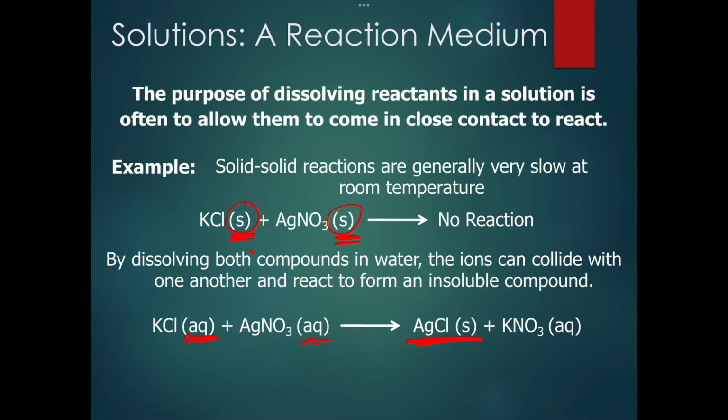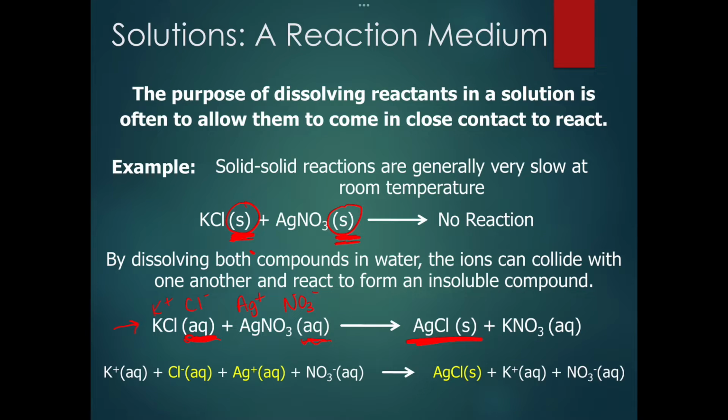But in this example, when we dissolve them in water, that frees up those ions and they're floating around as K plus and Cl minus, or Ag plus and NO3 minus. And since we freed up those ions, they can now float around in solution, bump into each other, and react to make our products. So the actual reaction that's happening is that this chloride ion is reacting with this silver ion, and it's forming silver chloride.